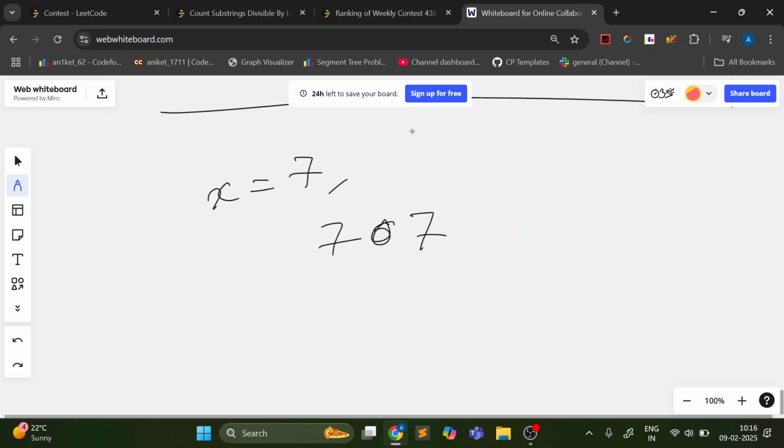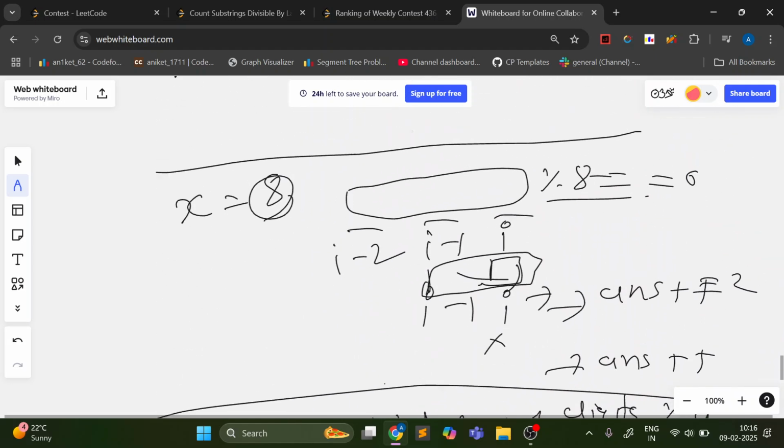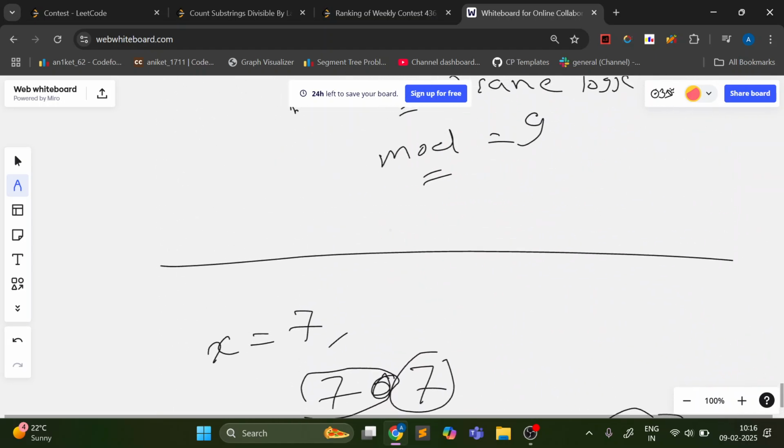Now according to the divisibility test, how do we check it? We take its last digit, multiply it by 2, so 2 into 7, and subtract it from the remaining digits, so 70. From 70 we subtract 2 into the last digit, so this comes out to be 54. Now the remaining value, if it is equal to 0 mod 7, then this number is divisible by 7. If it is not, then it is not divisible by 7. So this is the test for 7.